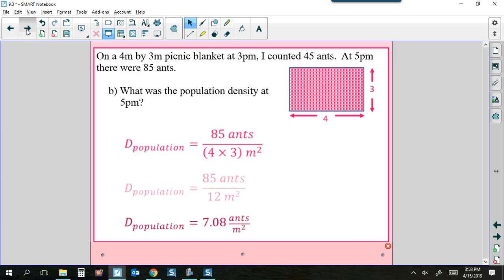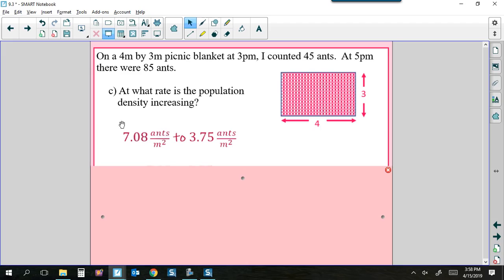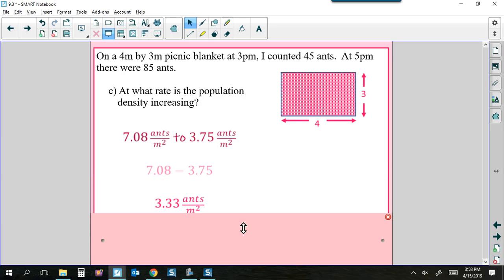And then the last part is asking us, at what rate is the population density increasing? So you're basically comparing the 7.08 to the 3.75. You would find the rate it's increasing by subtracting, and you find that on average, your rate is increasing by 3.33 ants per meter squared.